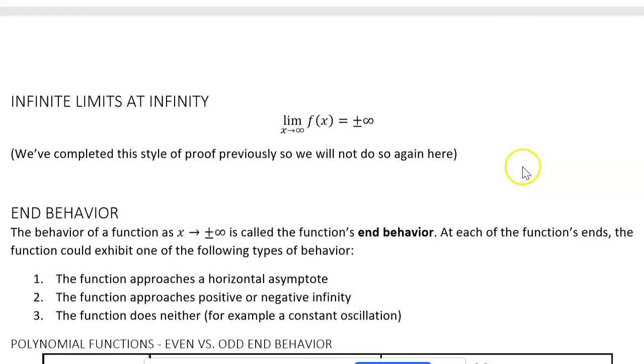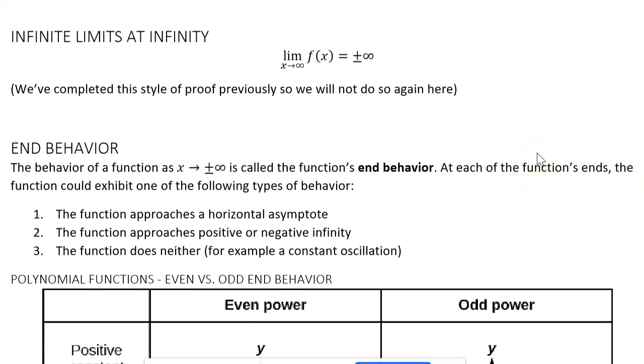So infinite limits at infinity is something that we've already done. We practiced the epsilon delta definition of a limit and proofs using that, including going to infinity before. So if you read your textbook, you can revisit those limit proofs from above. Just know that this notation is associated with the vocab infinite limit at infinity. It's a limit at infinity because x approaches infinity, and it's an infinite limit because the limit is infinite.